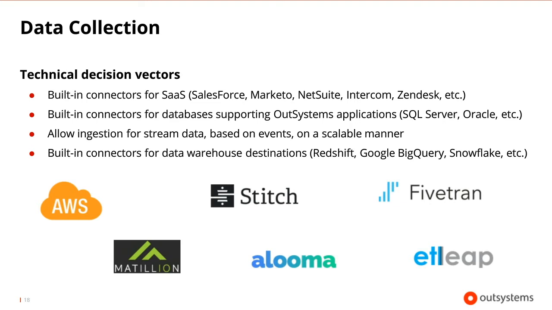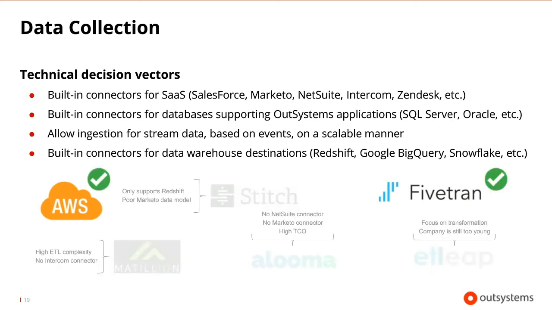We looked at very different providers. We looked at creating this ourselves using pieces from the AWS stack. We looked at Stitch, Matillion, etc., and obviously FiveStrand. Considering our decision vectors, we ended up with a very clear choice of FiveStrand.